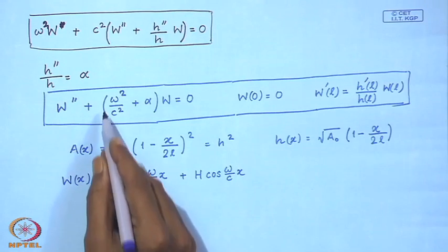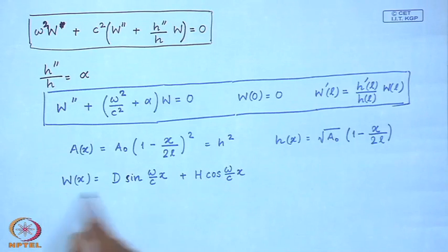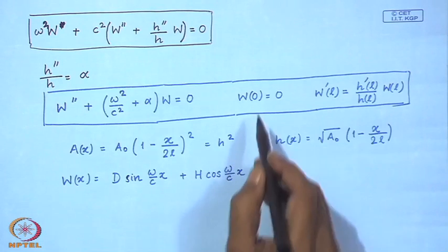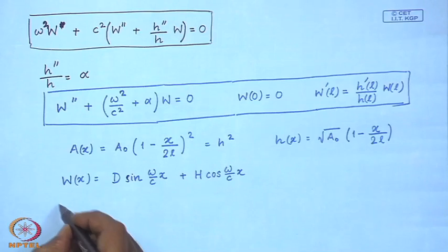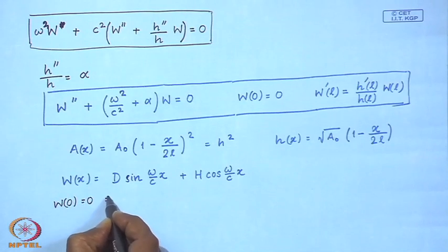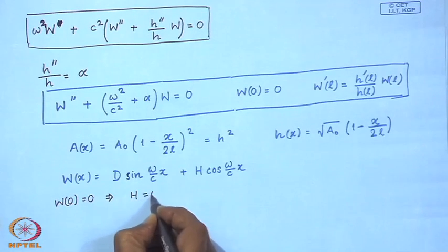So the general solution of this differential equation is given here. Now, when you use the boundary conditions, W(0) is 0 would imply H is 0.